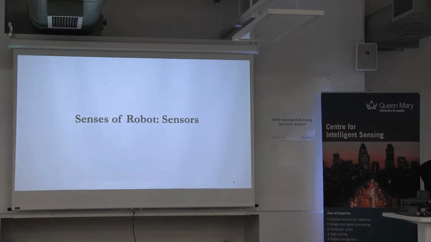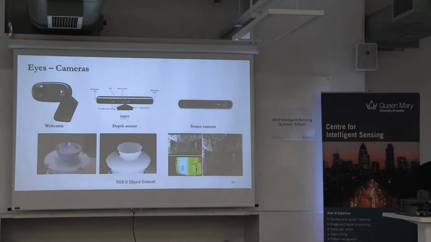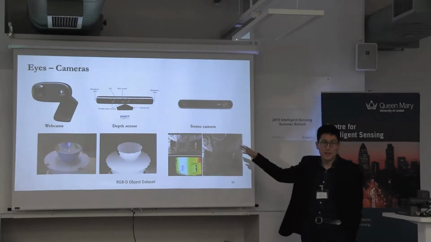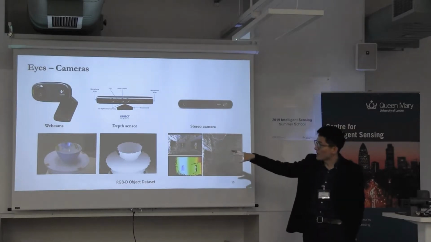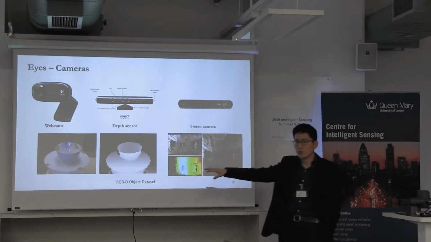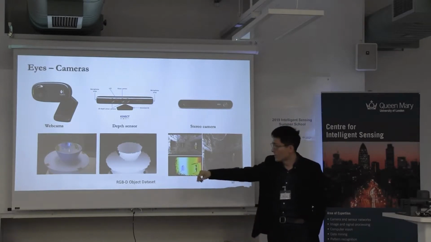Back to robotics. We have sensors for humans, so we have sensors for robots. For human eyes, robots have cameras: webcams, depth sensors, and stereo cameras, and they have different representation types, like RGB data, depth data, or other data types in vision.